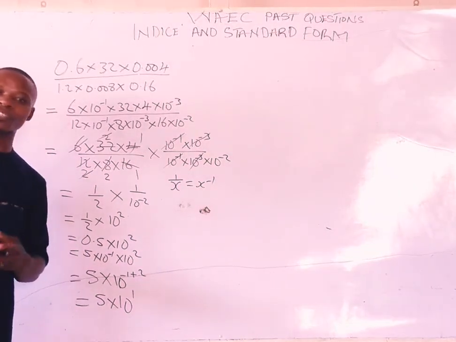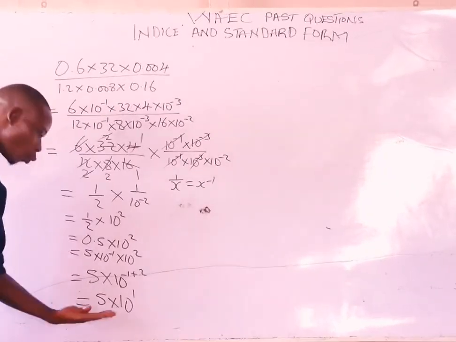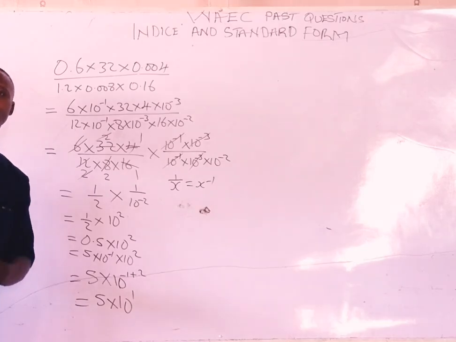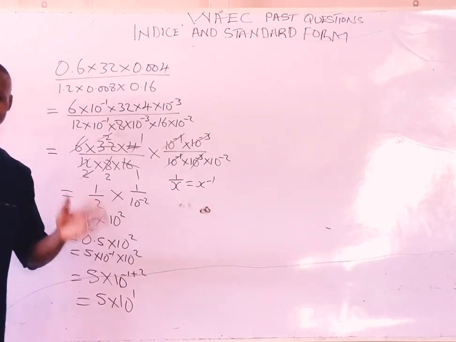Since the question gave us instruction to leave it in standard form, we leave it like this. But ordinarily, we multiply 10 times 5, which will give us 50.